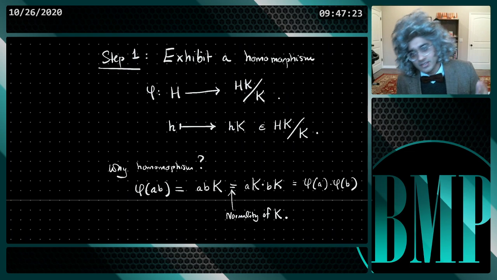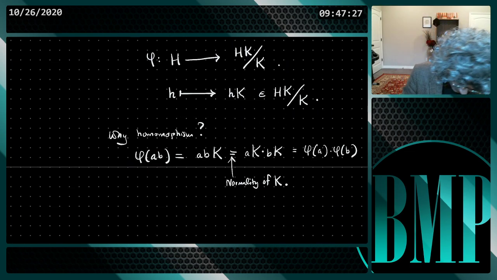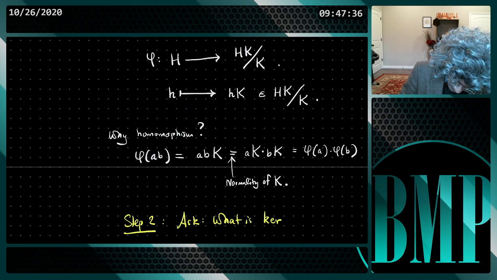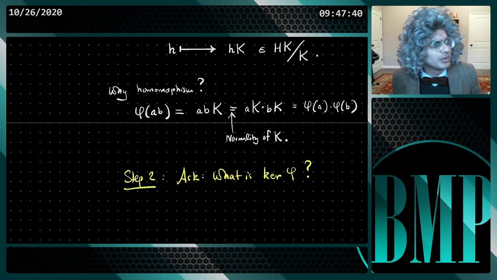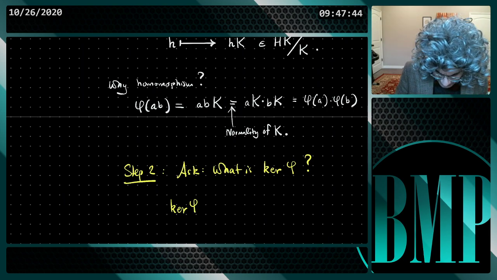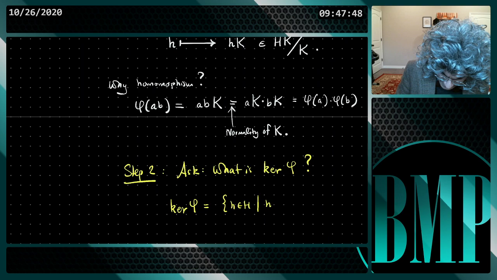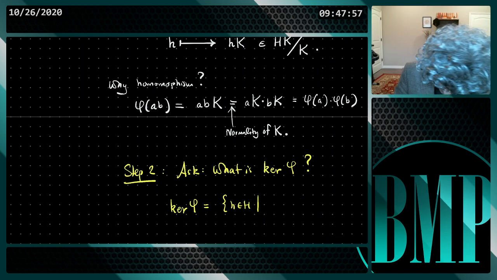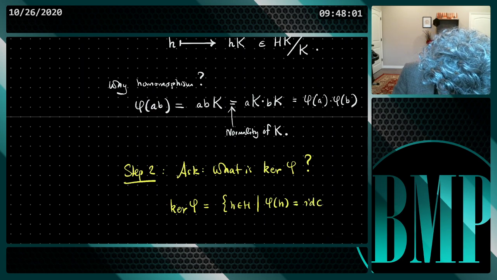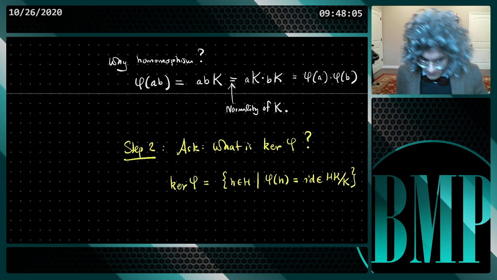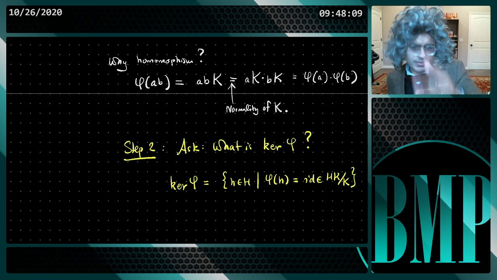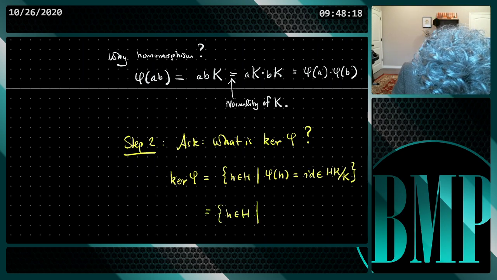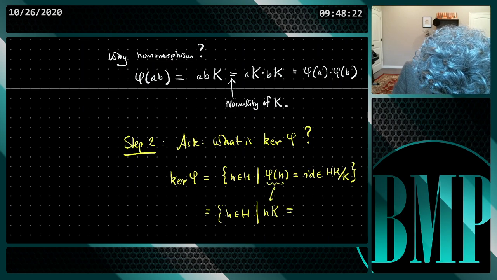Great. And now step 2, ask what the kernel is. Okay, let me write this out for you. By definition, the kernel of phi is the set of elements in H such that phi of H is the identity element. I denoted it by ID inside of here. But what's the identity coset? K itself. What phi of H is, this coset, is the identity coset.